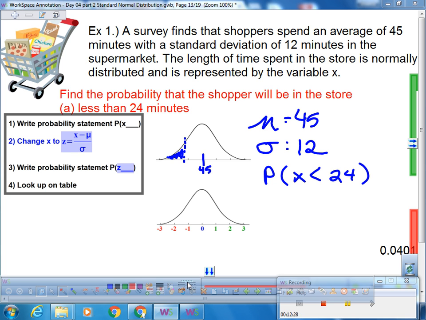Okay. So I take my x, which is 24. I subtract 45 because that's my mean, and I'm going to divide it by 12. Can you tell me what you got?